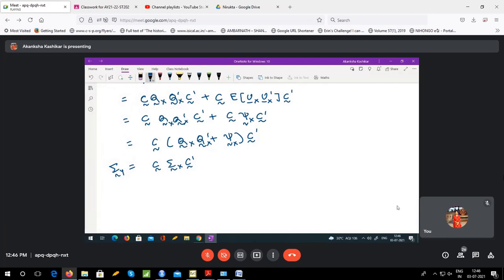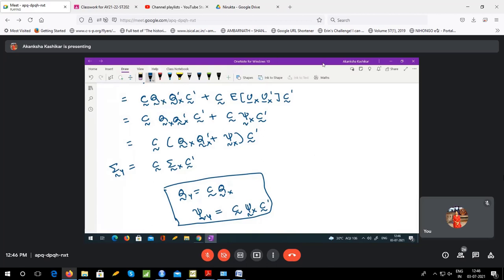But in the process, what we have learned is that the loading matrix qy is just c qx, and psi y is just c psi x c prime. That's all we need to emphasize. We have already seen that the invariance is there, fx remains fy, so the factors don't change. The loading matrix does get changed, and the specific variance matrix also gets changed.